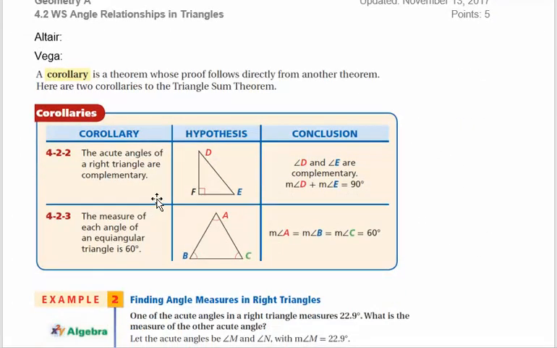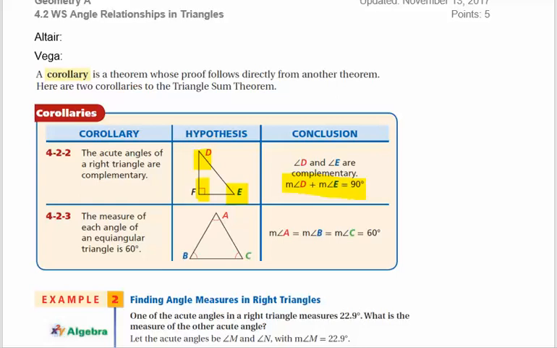Okay, then we have a couple corollaries. A corollary is a theorem whose proof follows directly from another theorem. So these follow from the Triangle Sum Theorem, which again is that the sum of the angles in a triangle equals 180. The first one is that the acute angles of a right triangle are complementary. That means that if we already used up 90 degrees with our right angle, then D plus E is going to equal 90 degrees, because 90 plus 90 is 180. So that's the first one, that the other two angles in the right triangle will equal 90 when you add them.